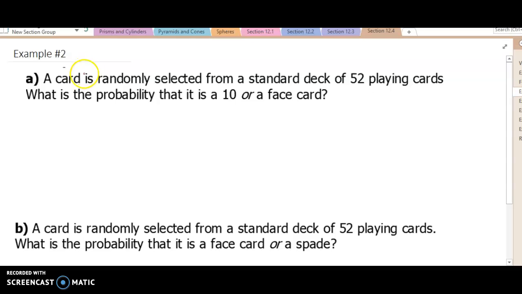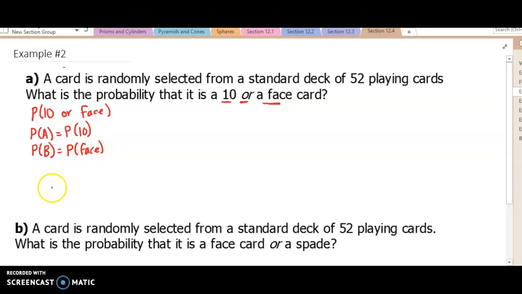All right, so let's look at example 2. It says a card is randomly selected from a standard deck of 52 playing cards. What is the probability that it is a 10 or a face? Okay, so probability of 10 or face. Let's let the probability of A be the probability that it's a 10, and let's let the probability of B be the probability that it is a face card.